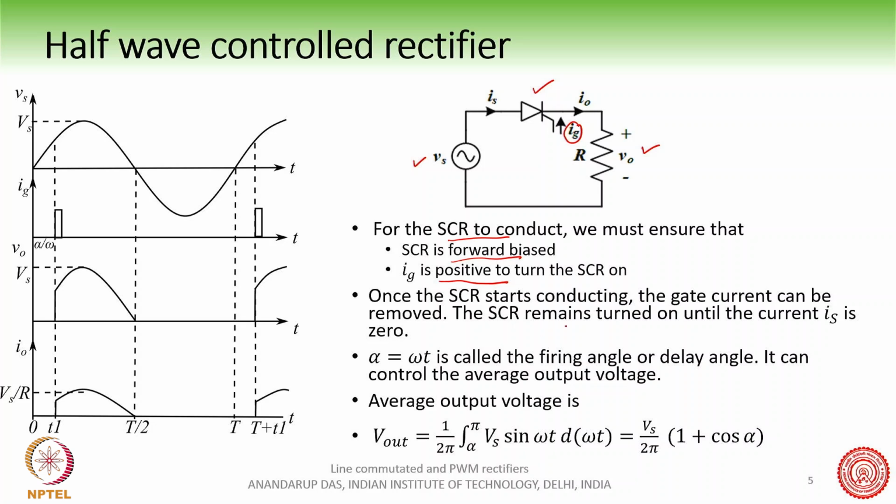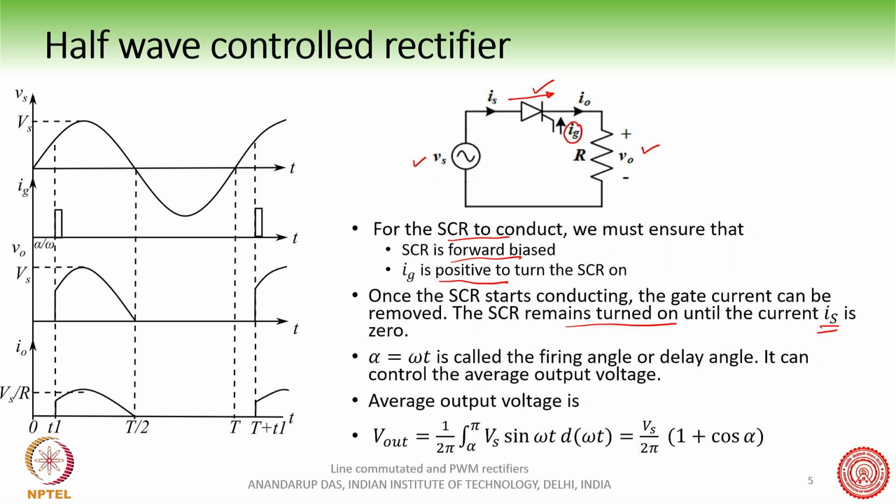The SCR will remain turned on as long as the current iS, in this case the anode to cathode current, is positive. In this way we can say that the SCR is a semi-controlled device, which means you can turn it on but you cannot turn it off. The turning off of the SCR depends upon the external circuit.